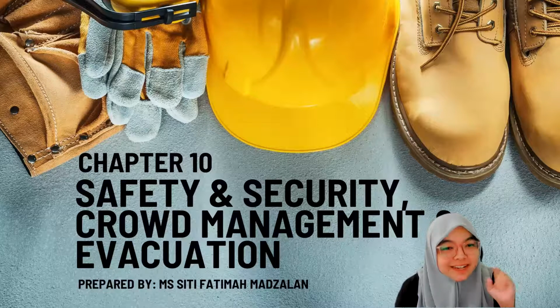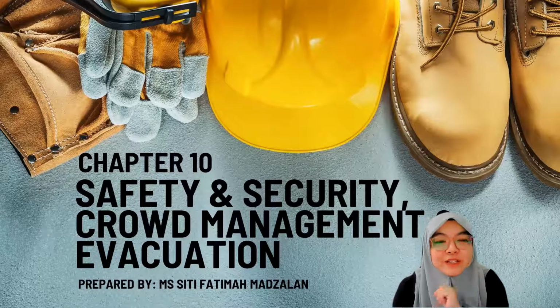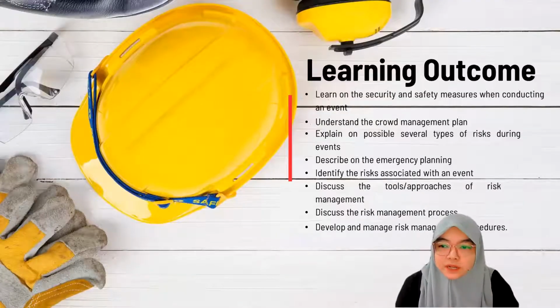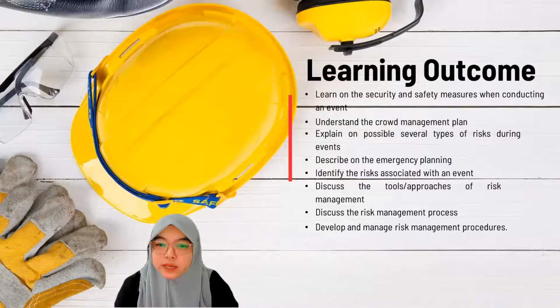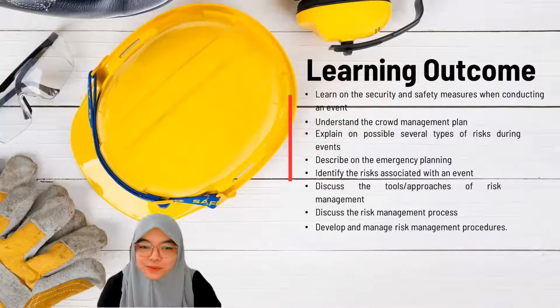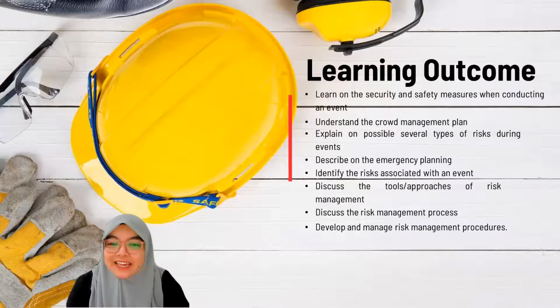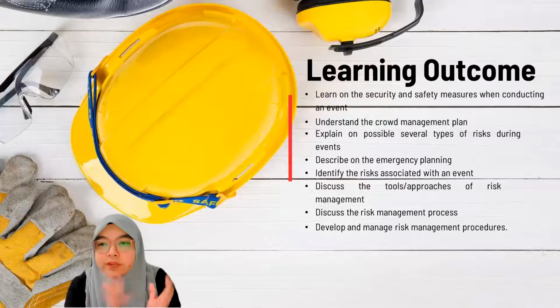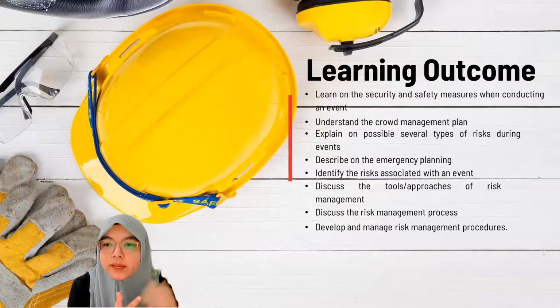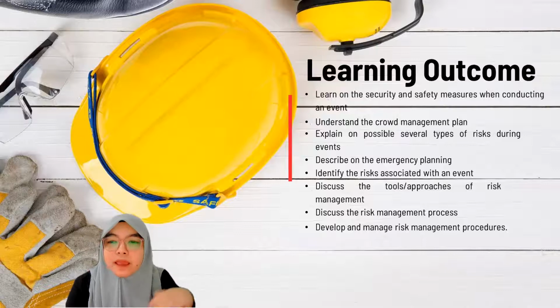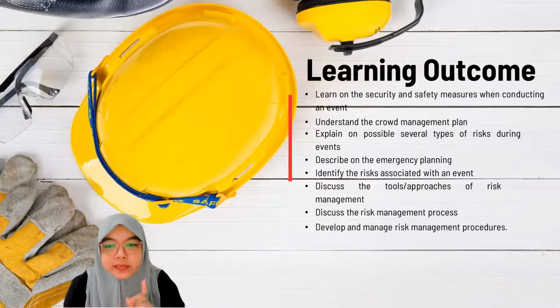Now let us take a look at what we are going to learn today. You are going to learn about security and safety measures when conducting an event, understand the crowd management plan, what the risks are during an event, emergency planning, and the risk management process and so on. These are the things that you are going to learn. Now let's take a look.